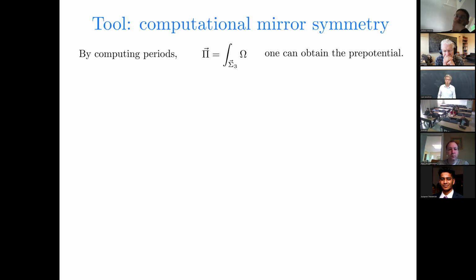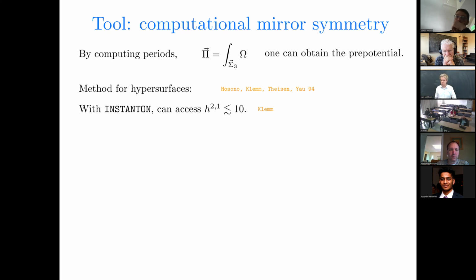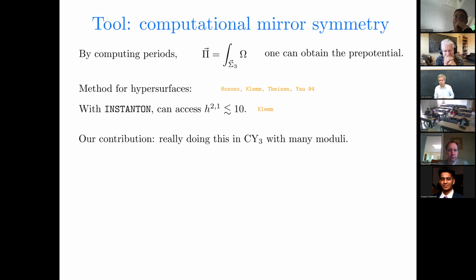And from that, you can make your way down to the N=1 theory. This was also figured out in principle for hypersurfaces in the 90s. With codes available then and built on those ideas, you could access cases with modest numbers of complex structure moduli. This task gets harder as the number of complex structure moduli grows. It gets harder exponentially, and you could get up to maybe 10. Our contribution is really doing this in Calabi-Yau threefolds with many moduli.